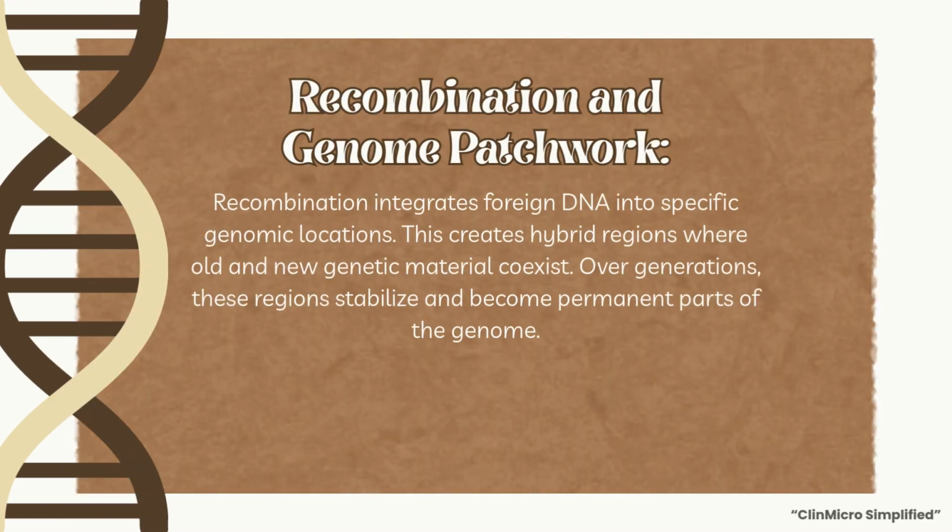Recombination enzymes align incoming DNA with similar sequences in the host genome. This creates hybrid regions where old and new genetic material coexist. Over generations, these regions stabilize and become permanent parts of the genome. This is why mosaicism is not accidental, but an evolutionarily selected feature.